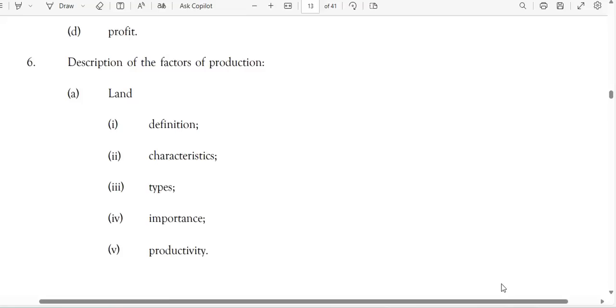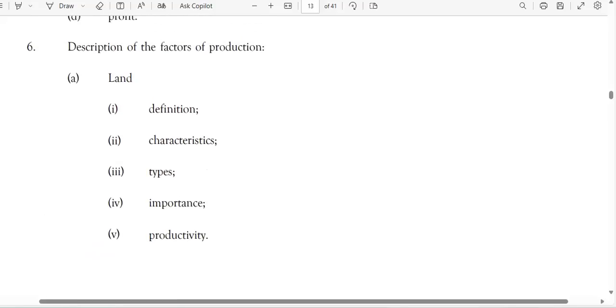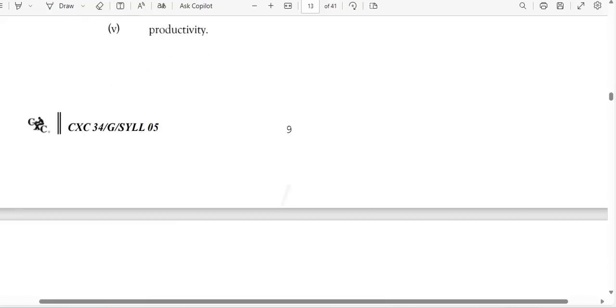Example of land use: a banana plantation in St. Lucia, a bauxite mine in Jamaica, a beach in the Bahamas used for tourism, a forest in Guyana used for timber, a river in Suriname used for fishing and hydroelectric power. Those are all examples of productivity of land. So we did look at the definition of land, the characteristics of land, the types of land, the importance of land, and productivity of land.